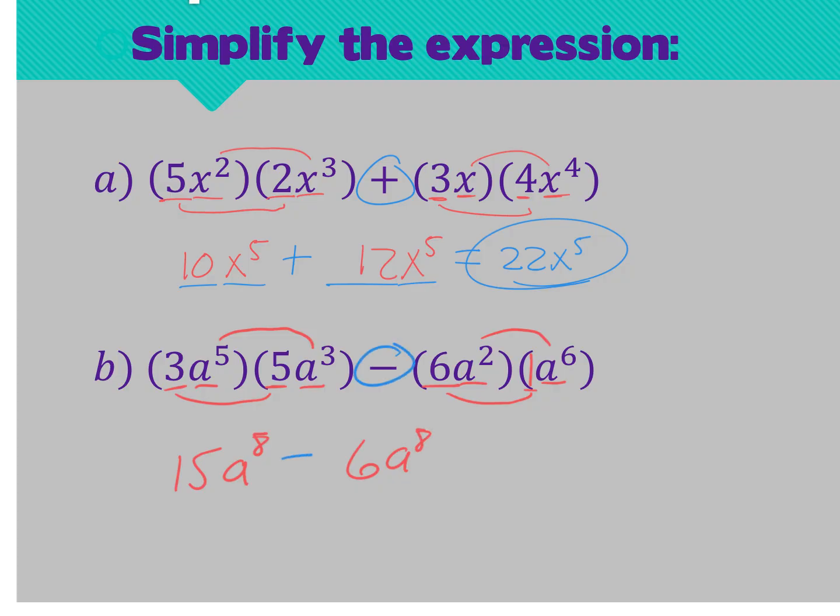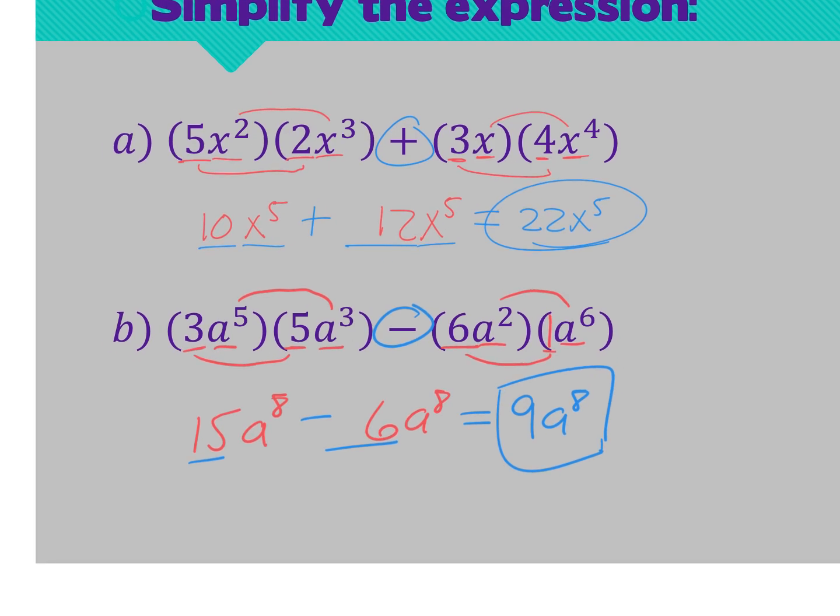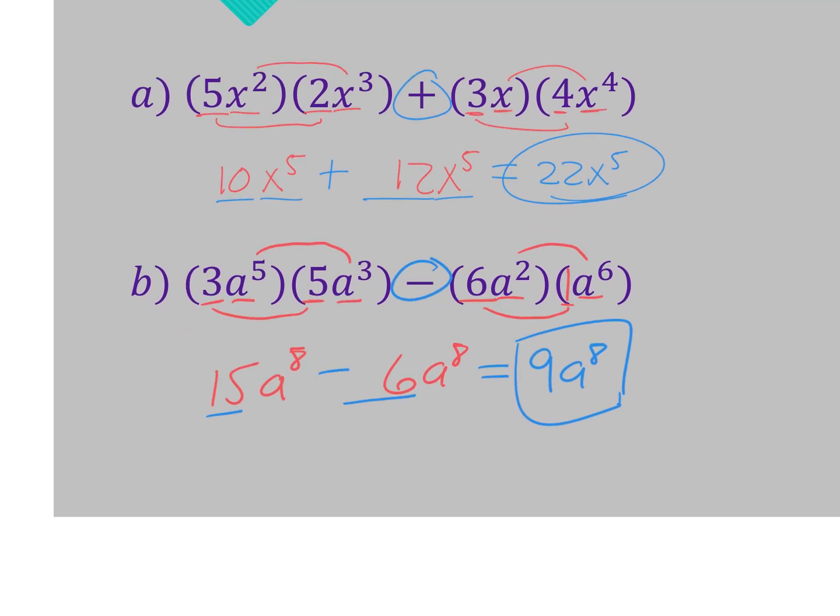And now I can take care of that minus in between. The a's match, the 8's match. So this is just going to be 15 minus 6. So 9 a to the 8th. So this is just adding, subtracting polynomials, which you guys have done in Algebra 1.